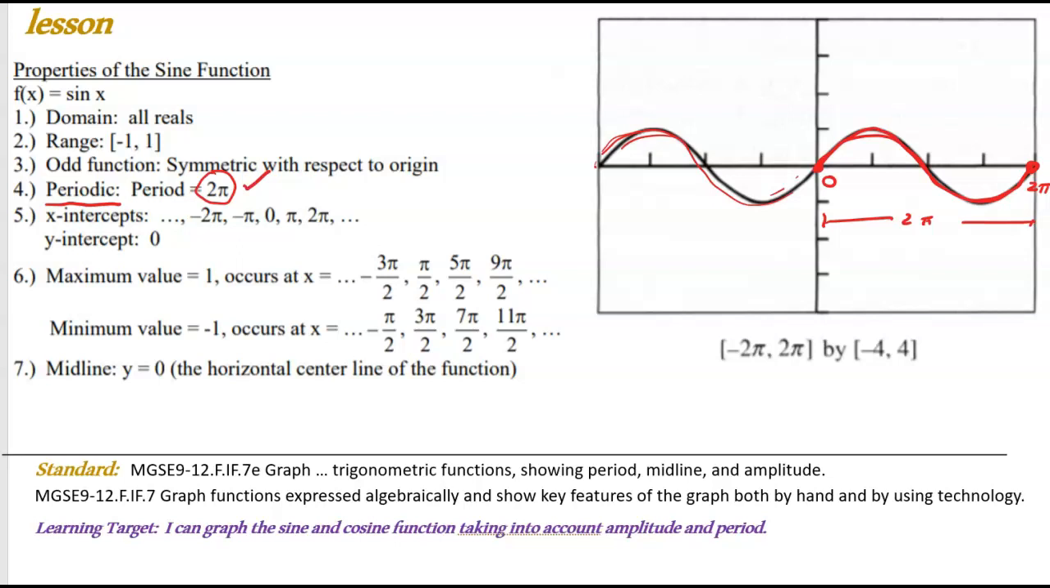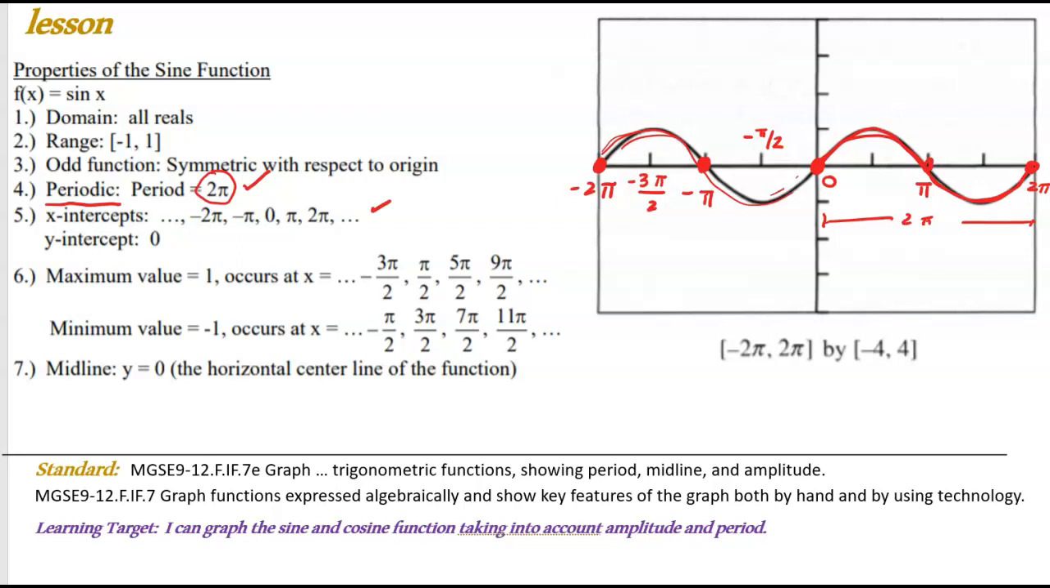All right. The x-intercepts are nice. You have an x-intercept at 0. You have an x-intercept at negative pi. So here's negative pi over 2, negative pi, negative 3 pi over 2, and this is negative 2 pi. So you have an x-intercept at negative 2 pi. You have x-intercepts at negative pi, 0, pi, and 2 pi. Okay, so it's nice to see that pattern, and that will continue forever. So 3 pi, 4 pi, 5 pi, x-intercepts forever.